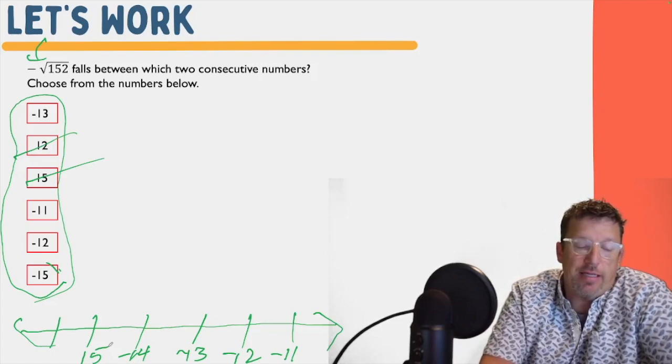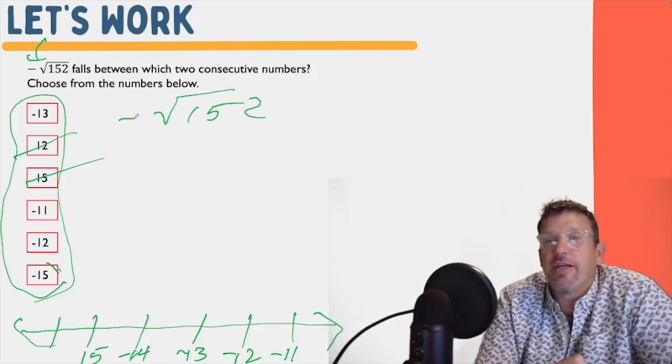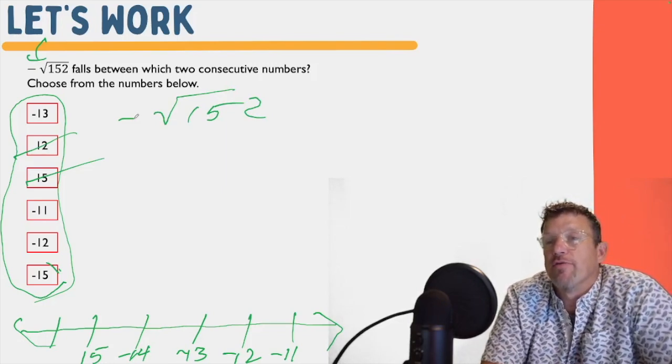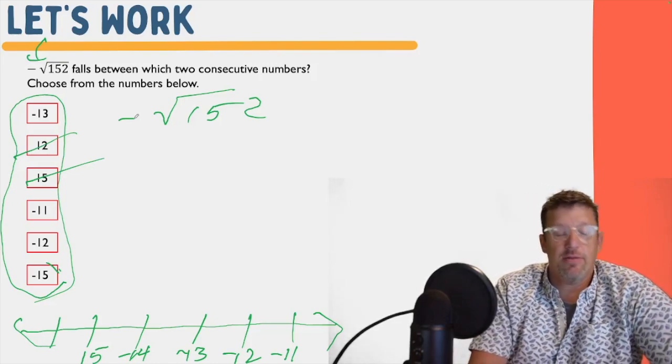So now we have to go back to this square root of 152, and we have to figure out which numbers it would fall between. Well, let's look at the numbers they give us. If you have these memorized, it's a lot easier, but I don't think all of us do.